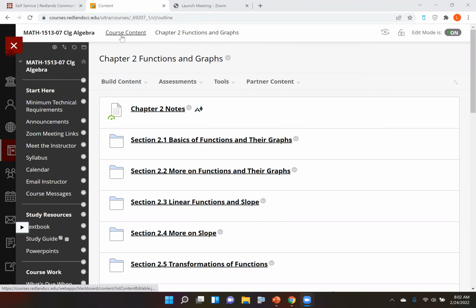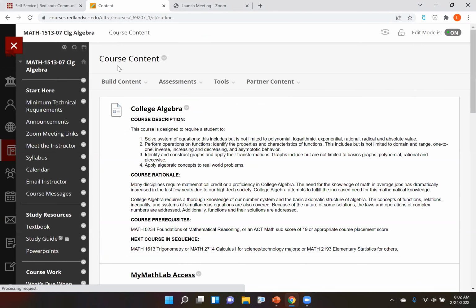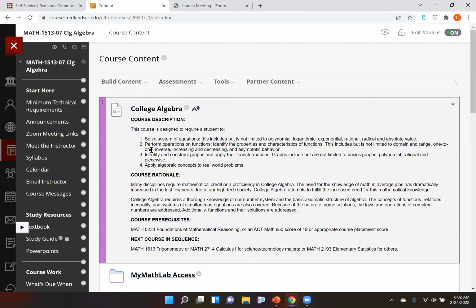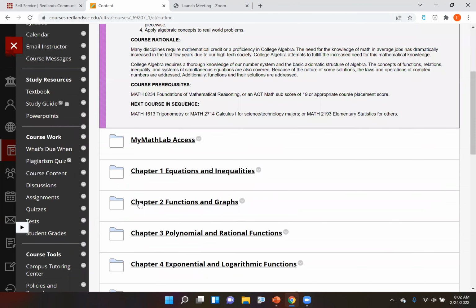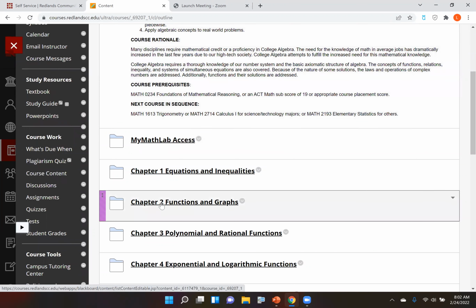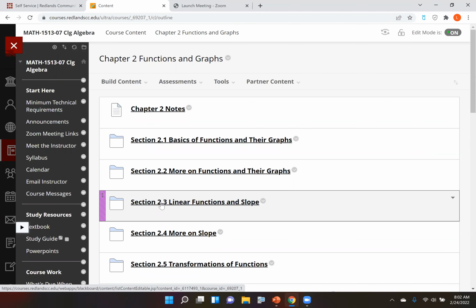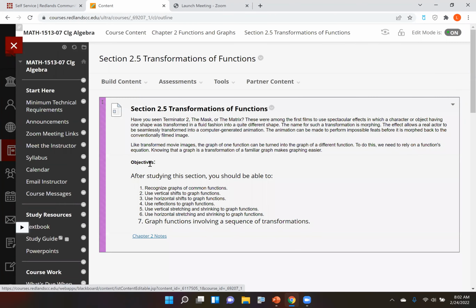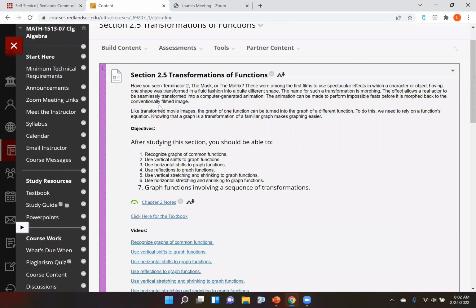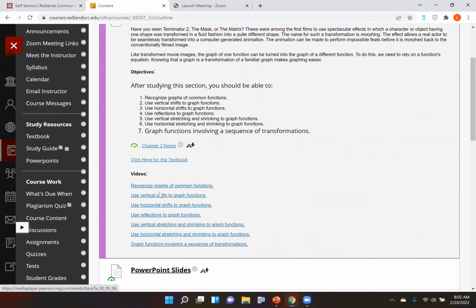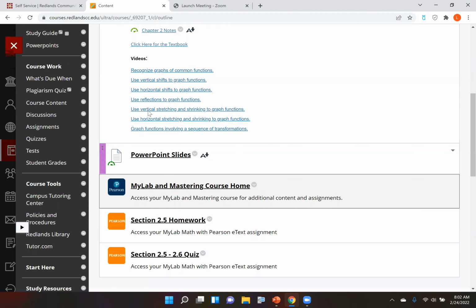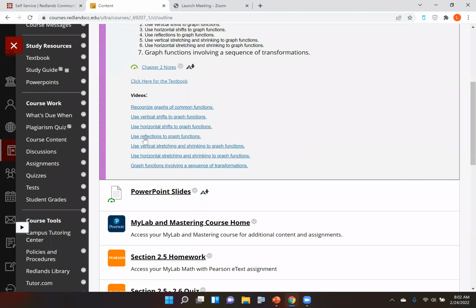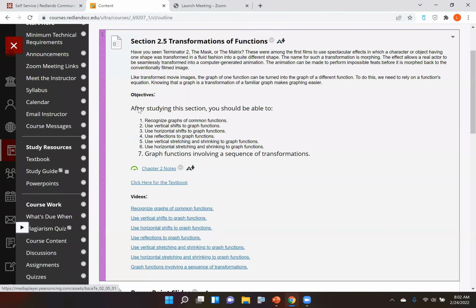I am in Blackboard. I've gone to course content. So from the left navigation, go to course content. And I'm going to scroll down to the particular chapter that we are in, chapter 2. If I click on a specific section of that chapter, for example, section 2.5, I can see all the videos that Pearson has created for this section. So there are lots of videos available.